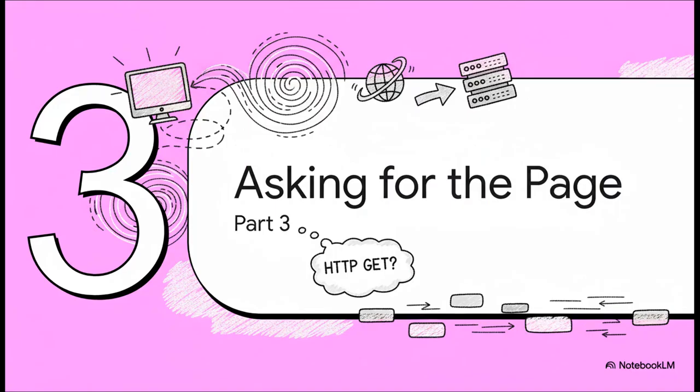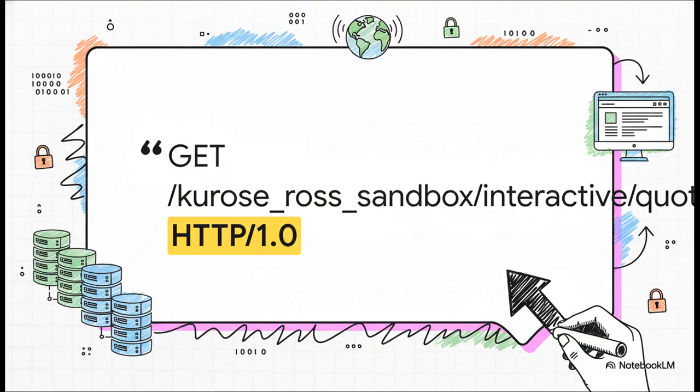All right, so we have the server's address, check. We have a rock-solid, reliable connection, check. Now it's finally time to actually ask for the web page itself. And this is literally the language your browser speaks. It's an HTTP GET request. It's just a simple line of text that says GET, then the path to the file it wants and the version of the protocol it's using.